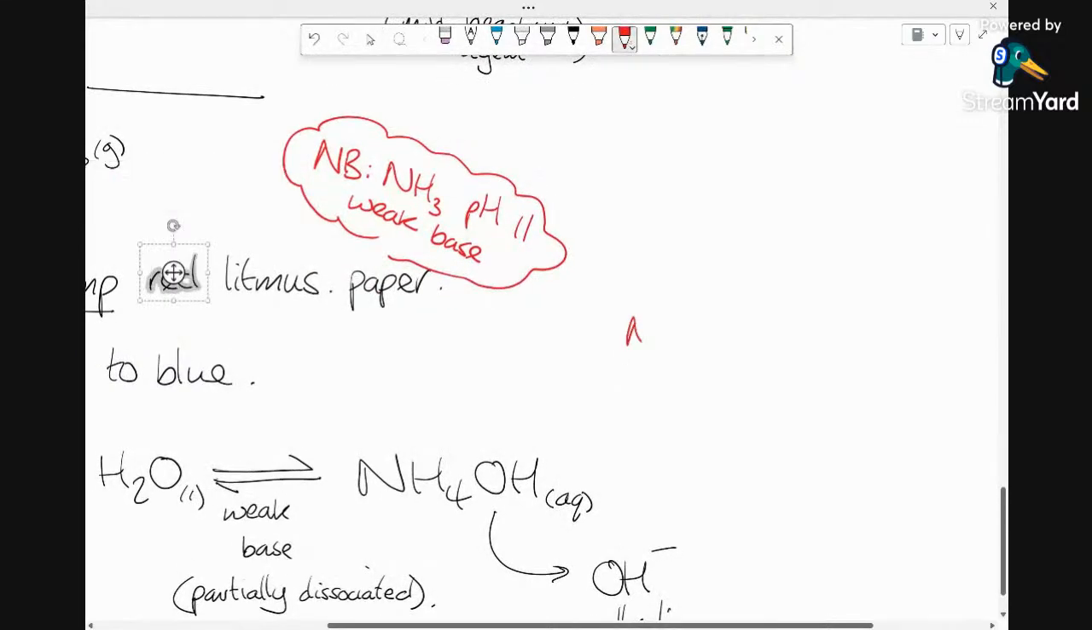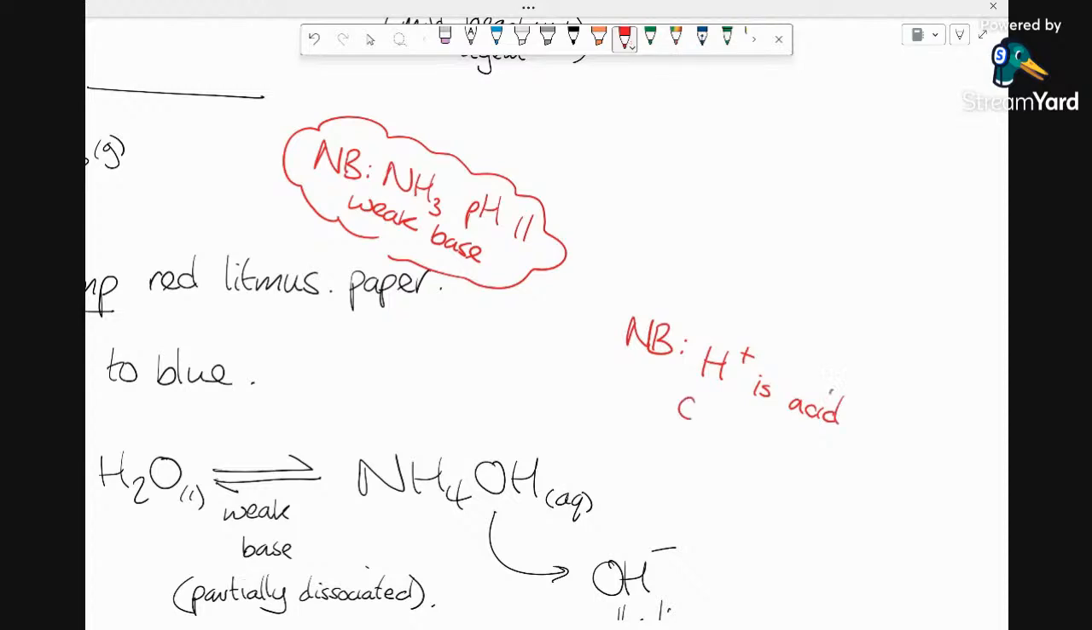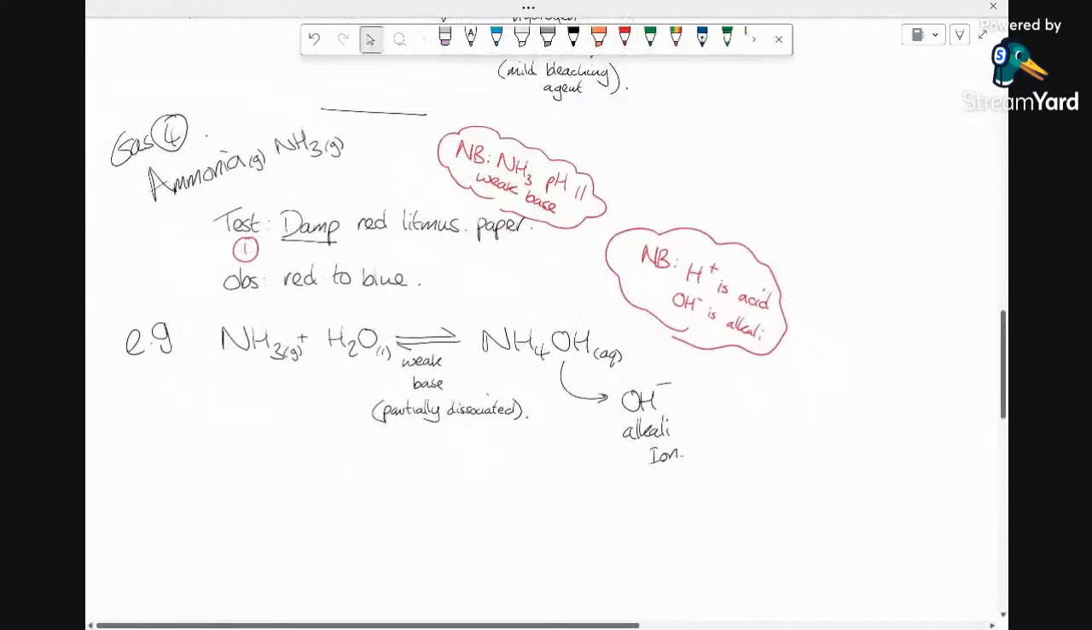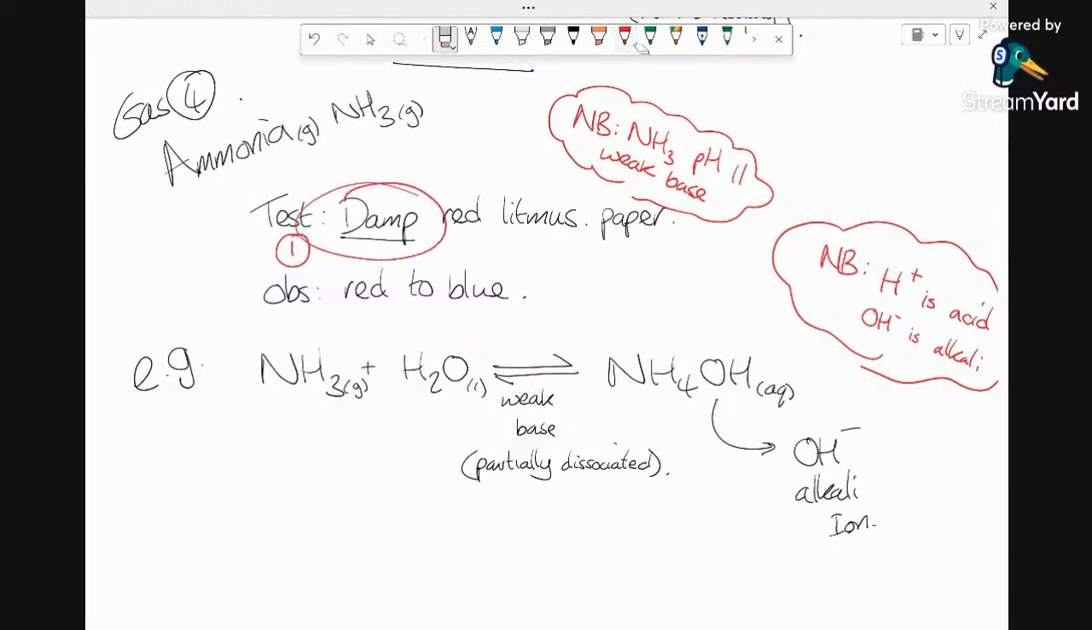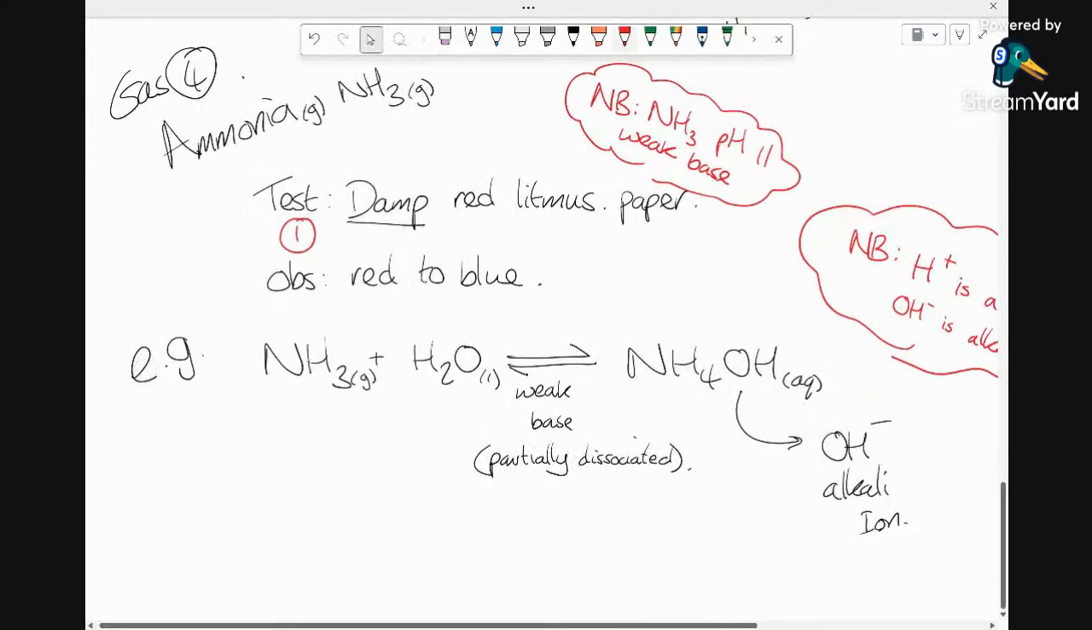Nota bene, we know 2 ions. H plus is what makes an acid an acid. Yeah, H plus is acid. It's just nice to pick up these things. And OH minus is alkali. Gotta love it. Put that in a box. That comes up a lot at GCSE and A-level. Okay, so it's nice to see this. So we realize why it needs to be damp. We can make that connection because the water appears in the equation. Always cool. And it turns blue because of the formation of the OH minus ion.